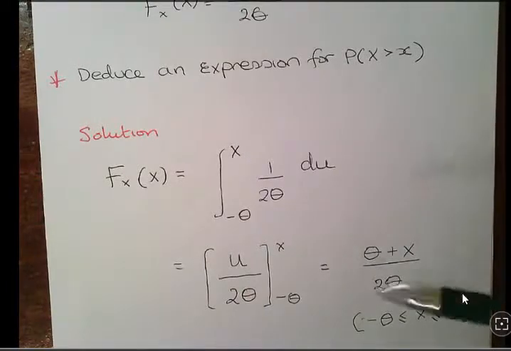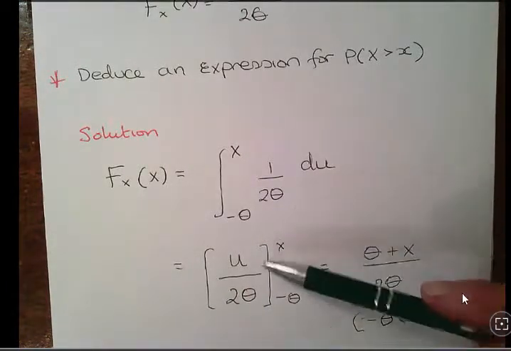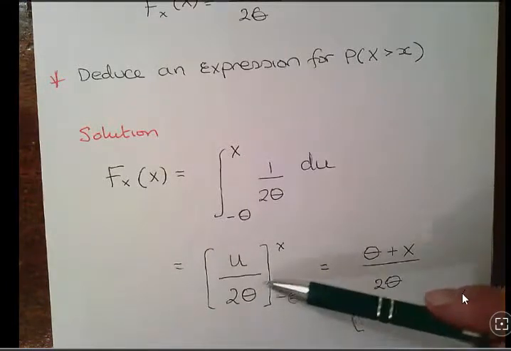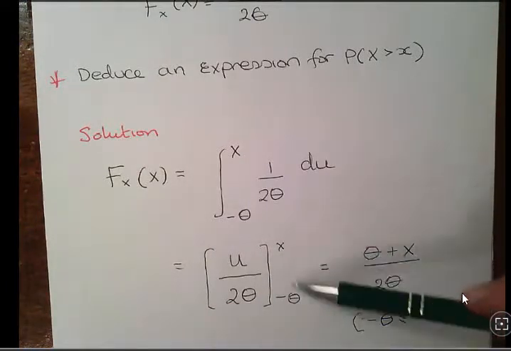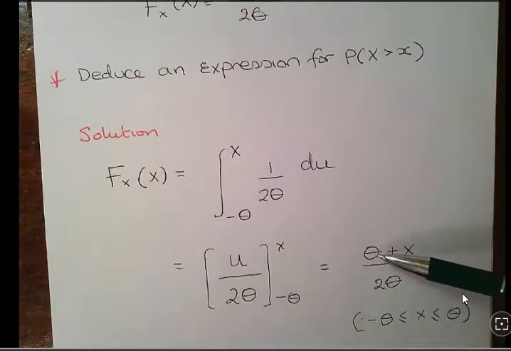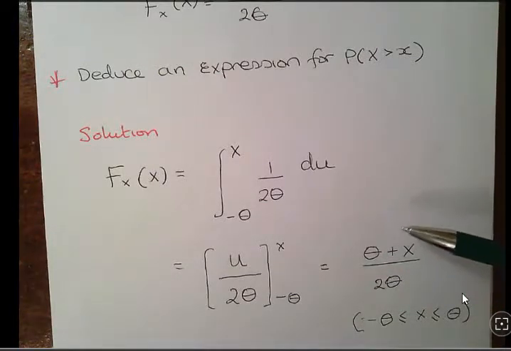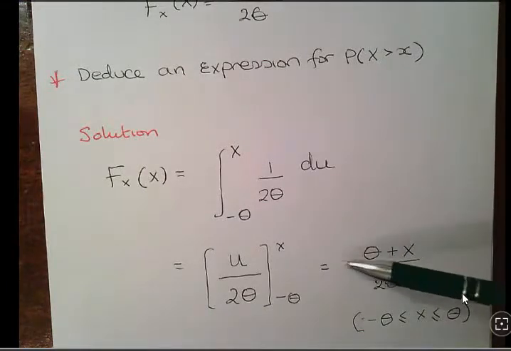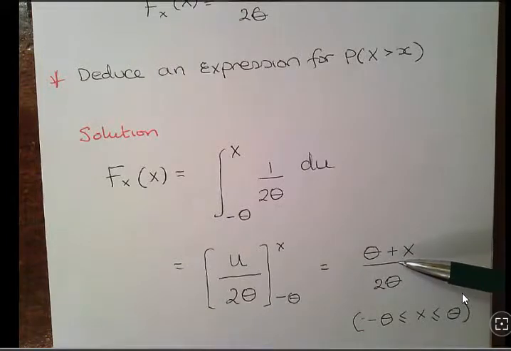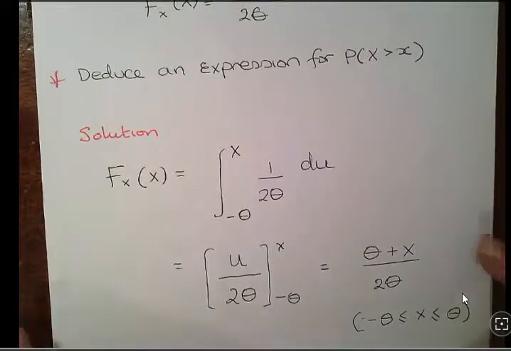Okay, so the integral of 1 over 2 theta is essentially a constant, so it's u over 2 theta, and that's the definite integral from minus theta to x. So we let u equal x, and we let u equal minus theta, and subtract one from the other. I skipped a step here for the sake of space, but I thought it was fairly easy. So x minus minus theta gives you x plus theta, or in other words, theta plus x, which is exactly what we are asked for. And again, just to specify, the range of values is minus theta to theta.